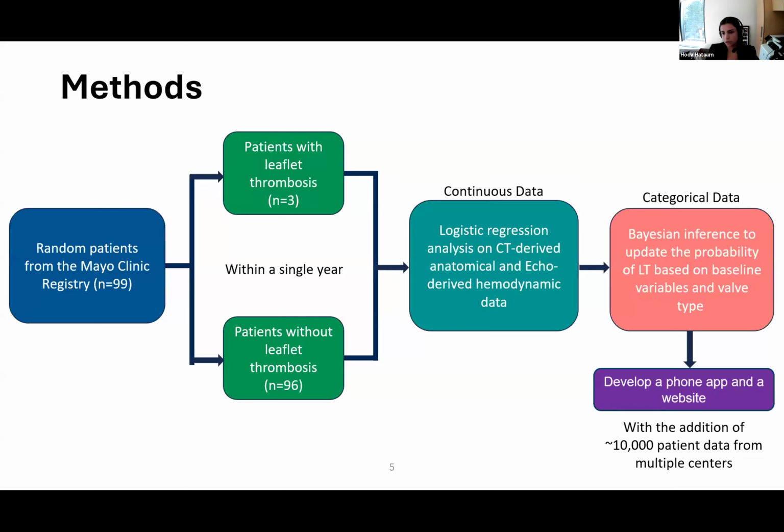Ultimately, what we are after is to develop a phone app and a website, like the STS score, for example, or the CHUV score, where it can be implemented within the pipeline so that clinicians can actively use it. But this is definitely not going to be done based on 99 patients. We are collaborating with a few medical centers from the United States and from outside the United States to get at least 10,000 patients' data, so we can build this database, update it continuously, and make this a live website or a phone application, which I'm going to address in the next few slides as well.